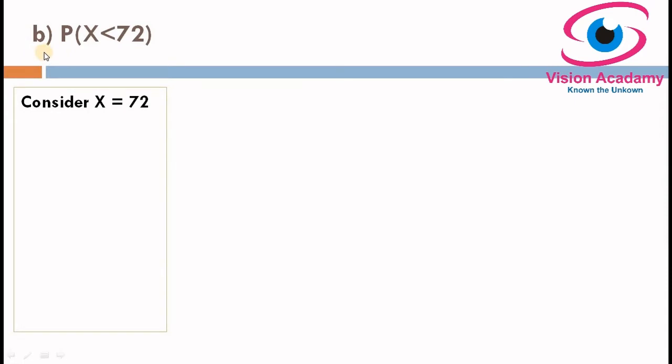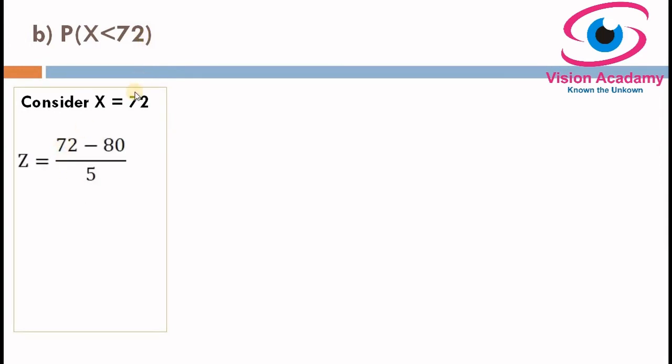Now let us look at another example. Our second example is the probability of x less than 72, which means we consider x equal to 72. In this sense it falls on the left side, or lower tail, of the region, because our population mu is 80. Now let us calculate the Z value for this.